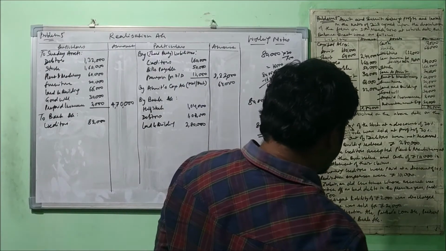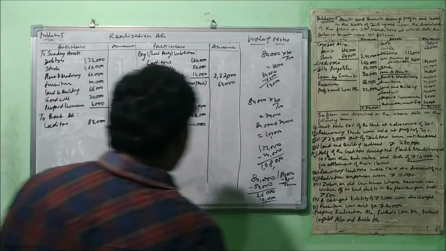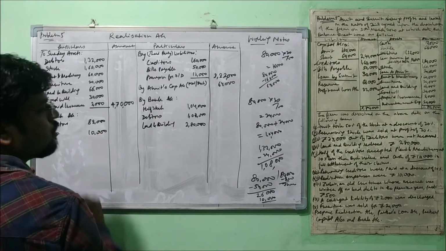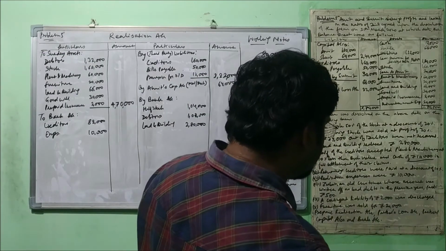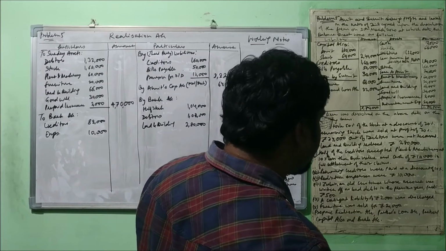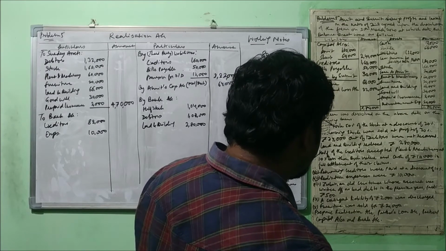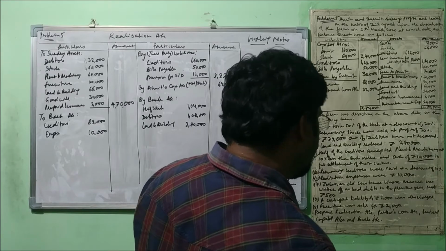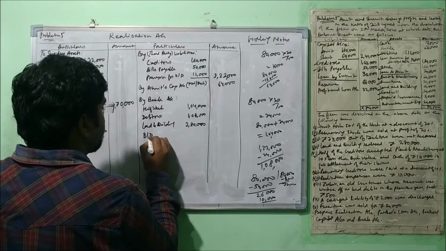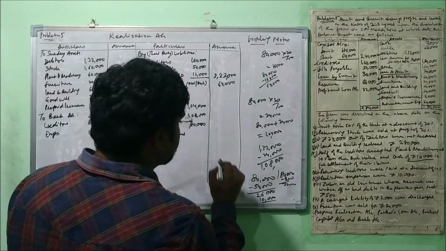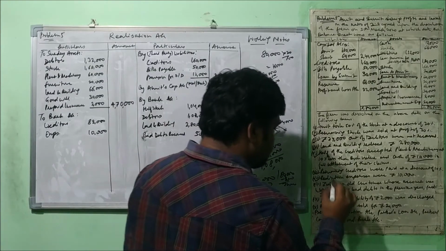Realization expenses were rupees 10,000. Fine, expenses 10,000. Zubair, an old customer whose account was written off as bad debts in the previous year, paid rupees 500. Okay, no problem. We got the cash. Bad debts recovered. How much? 500. This is also done.